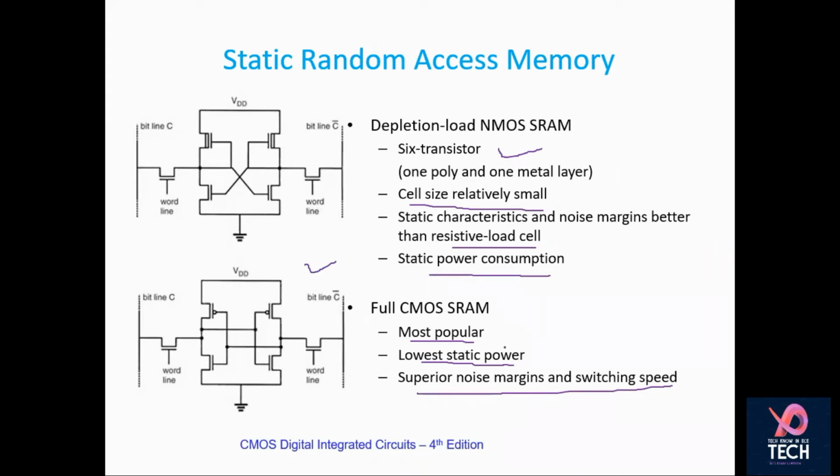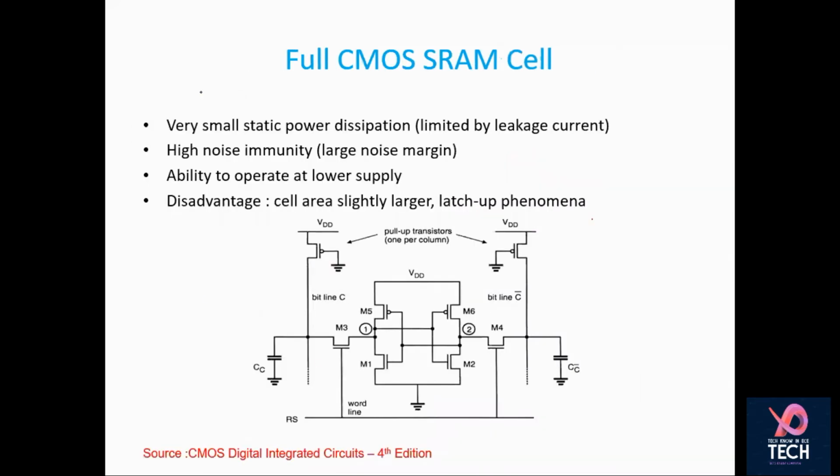Here we came across a very good idea about your SRAM cell. Now we will be focusing on some other aspects in detail. This is your full CMOS SRAM cell. There are certain advantages: very small static power dissipation, limited by leakage current. We already know that when the CMOS inverter is off, there is no static power dissipation. We also know that noise margin is higher for CMOS, so the cell designed using CMOS has a large noise margin.